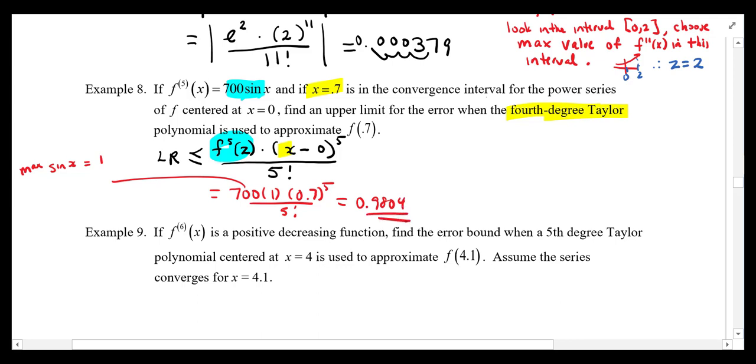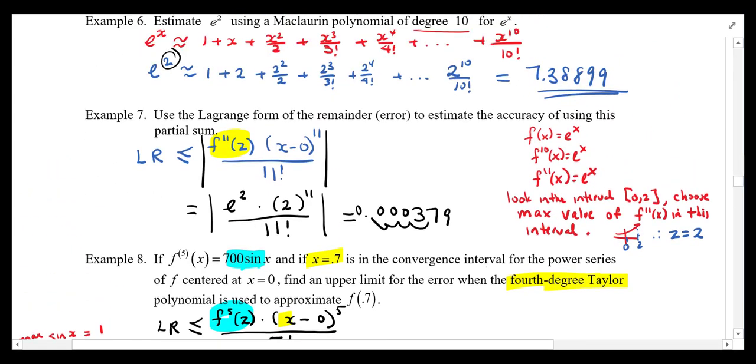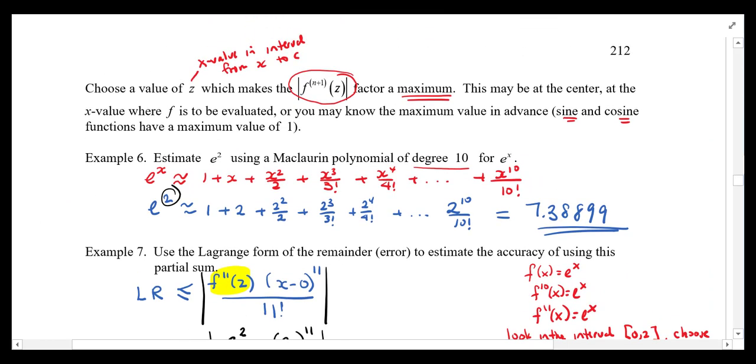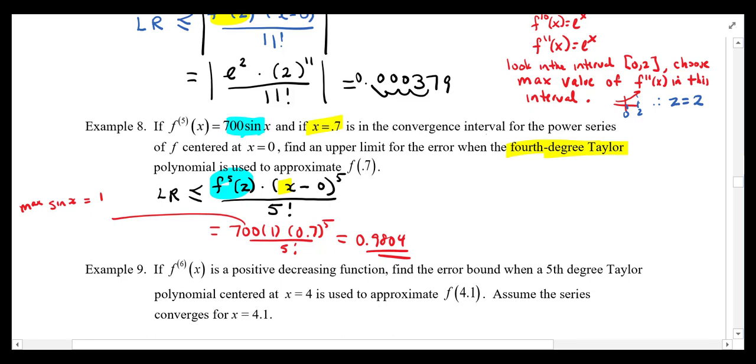But remember how I said you really should be using the z value here that is between x and c. So technically, x is 0.7, and my c value, where it's centered at, is 0. So you really should be looking at the interval from 0 to 0.7, right?